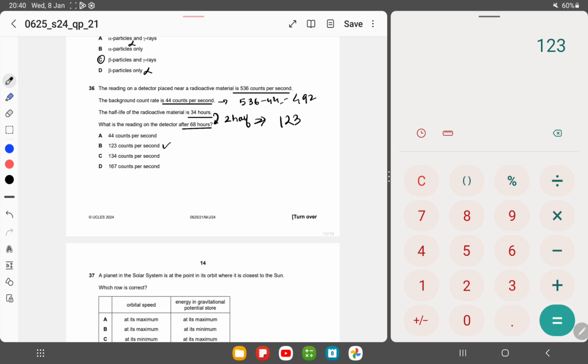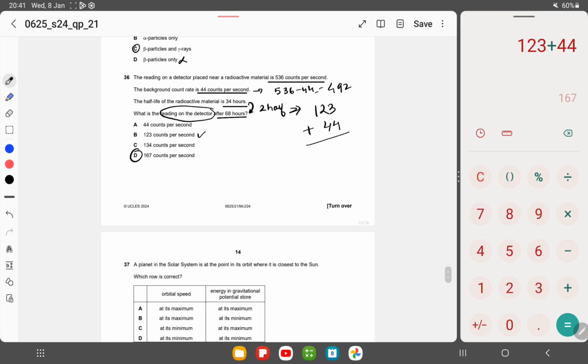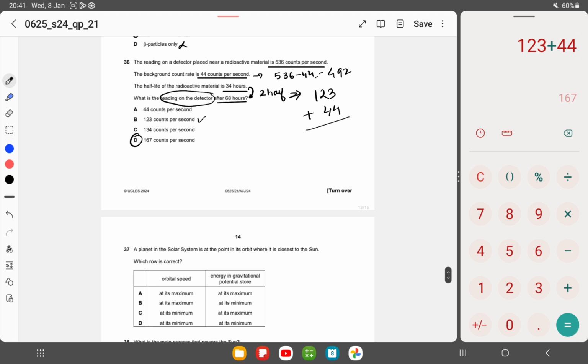So a lot of students will mark 123, but no. They're telling you how much the detector is detecting. So remember, the detector is also detecting background radiation. We clear? So your final answer has to be 167. The detector is not only going to detect the sample count, it is also going to detect the background radiation count.